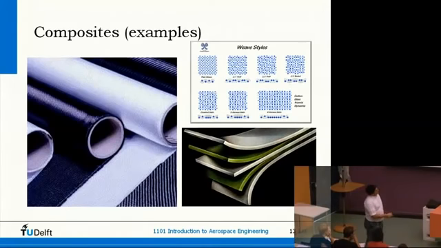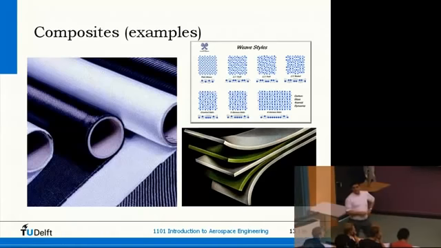And here you see a picture of a fiber metal laminate. Metal layer, composite layer, metal layer, composite layer, metal layer. And these layers are very thin, in the order of magnitude of 0.3, 0.4 millimeter. So very small.